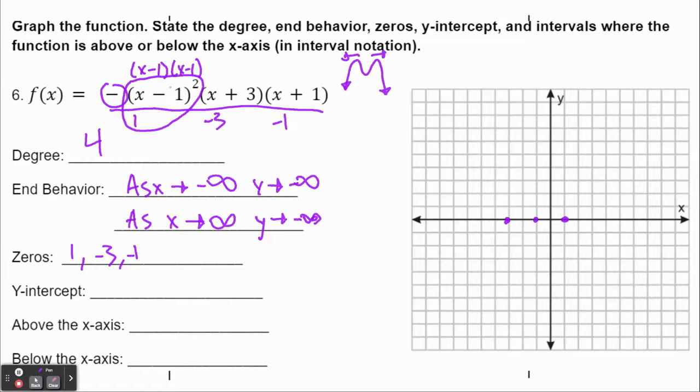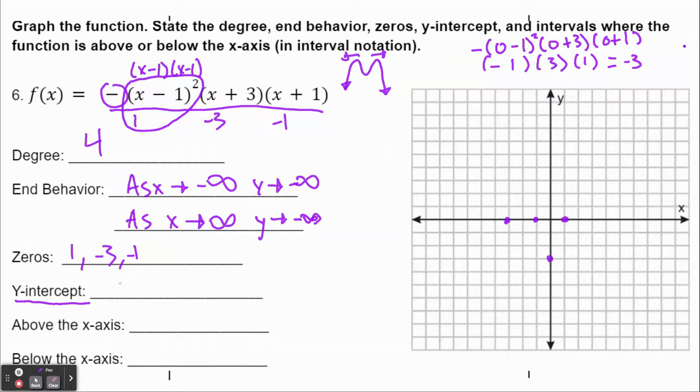The y-intercept, the last thing here: when x is 0, that tells me the y-intercept. So if I plug in x equals 0, that would tell me my y-intercept. So I'm going to plug in 0 for all of the x values: 0 minus 1, squared, 0 plus 3, and 0 plus 1. And now I'm going to simplify. So negative 1 squared is positive 1, and then I'm going to attach this negative to it, and multiply that by 3, and multiply that by 1. Negative 1 times 3 is negative 3, times 1 is negative 3. So my y-intercept is at negative 3 here.